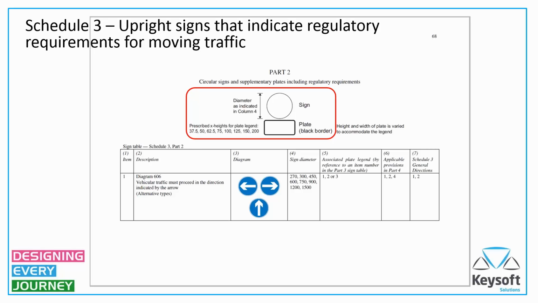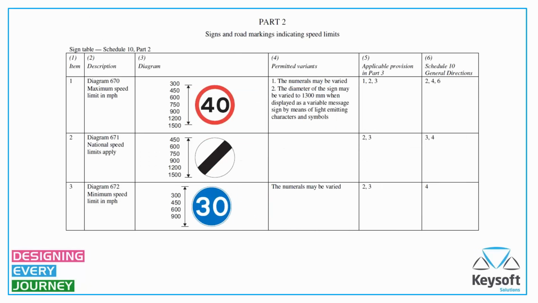So again, looking at the diameter, the height of those round signs, that's as indicated in column 4. You've got your prescribed X heights for the plate legend again, but of course column 4 is where the heights come for those. Just moving forwards, this is actually Schedule 10. This is Part 2, the sign table in Schedule 10 that I'm reading off the label at the top left corner of the table itself.